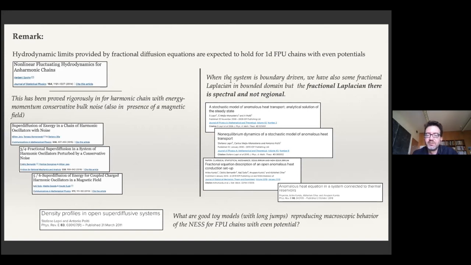Now you also want to consider the problem in the NESS. You can take a finite system, put it in contact with some thermal baths, and you would like to describe what the hydrostatic profile is, what the hydrodynamic limits are, and what the large deviations associated to this non-equilibrium stationary state are. And that is a very difficult problem.